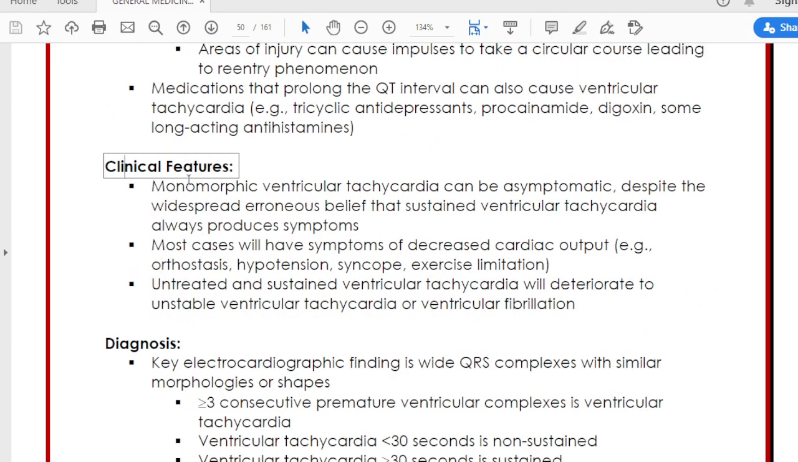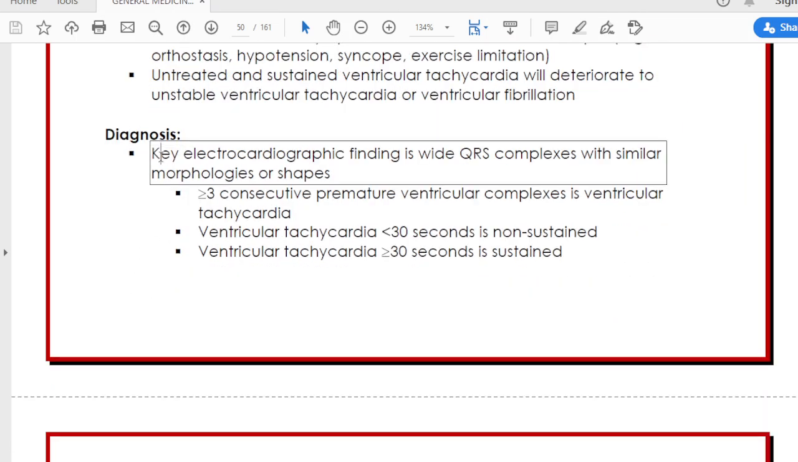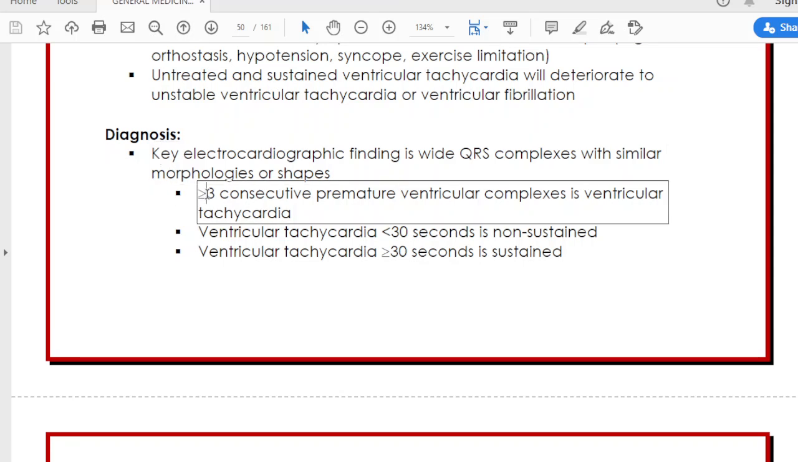Clinical features. Monomorphic ventricular tachycardia can be asymptomatic, despite the widespread erroneous belief that sustained ventricular tachycardia always produces symptoms. Most cases will have symptoms of decreased cardiac output, example orthostasis, hypotension, syncope, exercise limitation. Untreated and sustained ventricular tachycardia will deteriorate to unstable ventricular tachycardia or ventricular fibrillation. Diagnosis. Key electrocardiographic finding is wide QRS complexes with similar morphologies or shapes. Three consecutive premature ventricular complexes is ventricular tachycardia.